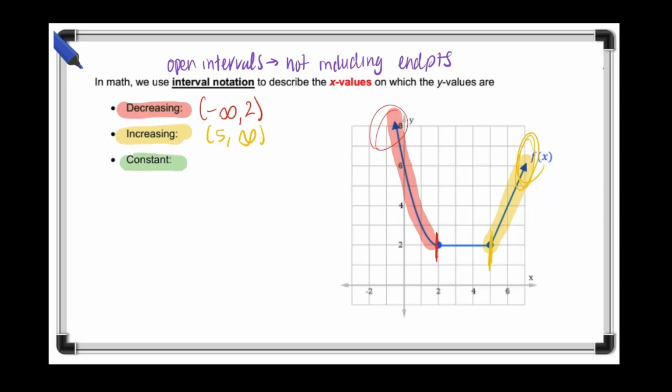And then where are the y values constant? The y values are constant, they do not change right here. So again, this is 2 going to 5.